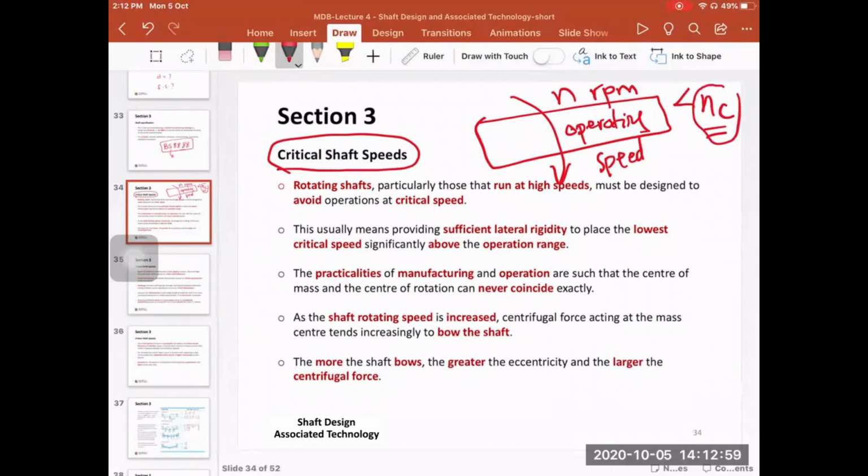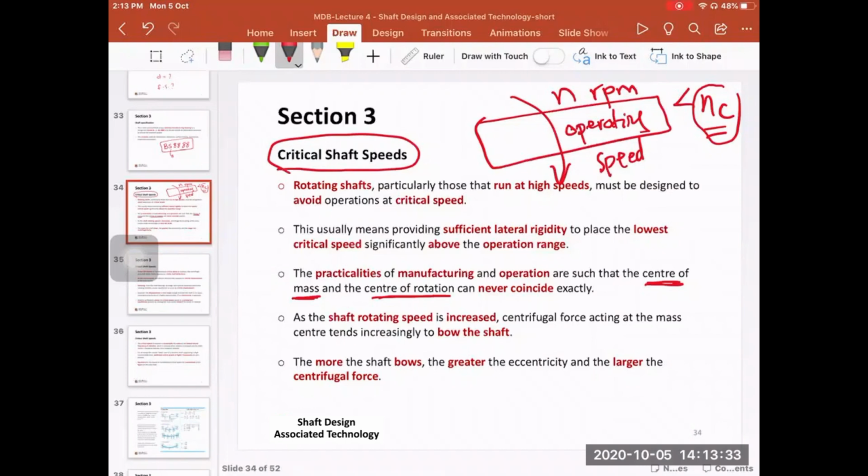So when the shaft rotates, due to the practicalities of manufacturing and the installation of shafts and the other components, there is a kind of center distance, or eccentricity, between two things. The first is the center of mass of the component or of the shaft, and the second is the center of rotation.